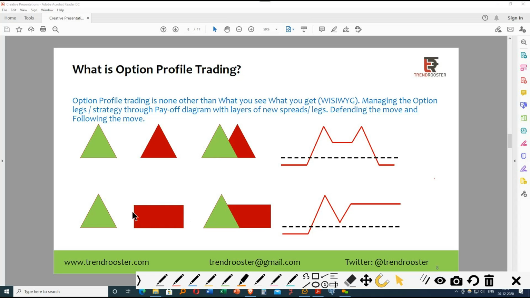So now you have an answer for what a triangle is. Do you know what this rectangle means? Can anyone say what a rectangle is? Iron condor? No, I'm not adding any more iron condors, but that's partially correct. Strangle? No, I'm not expecting that either.